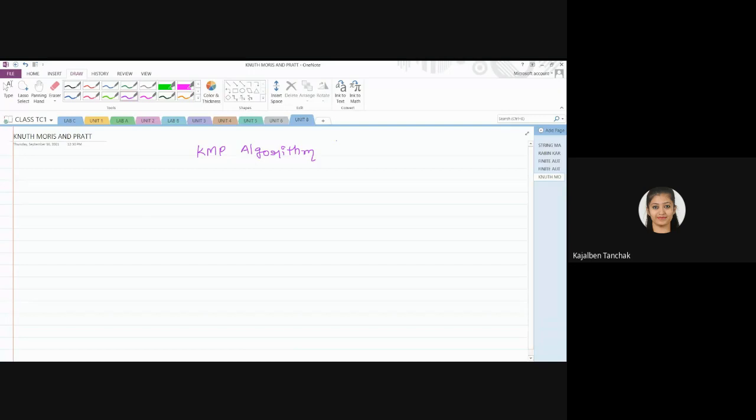So basically, the KMP algorithm is used to improve the time complexity of naive string matching. There are some disadvantages of naive string matching, so we will try to reduce the time complexity using this approach. First of all, let me tell you one thing.